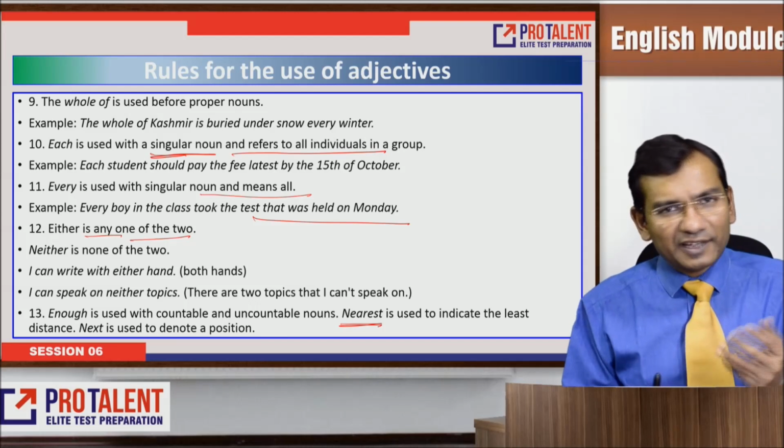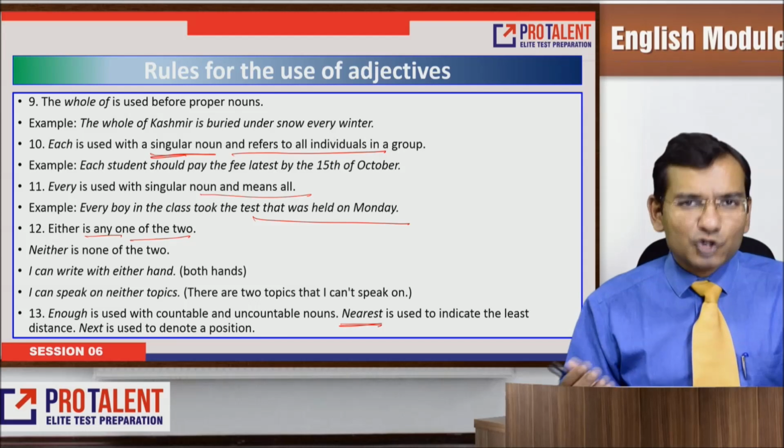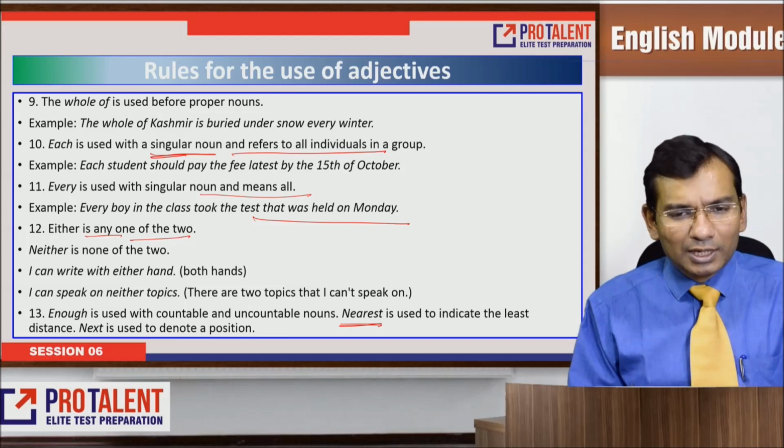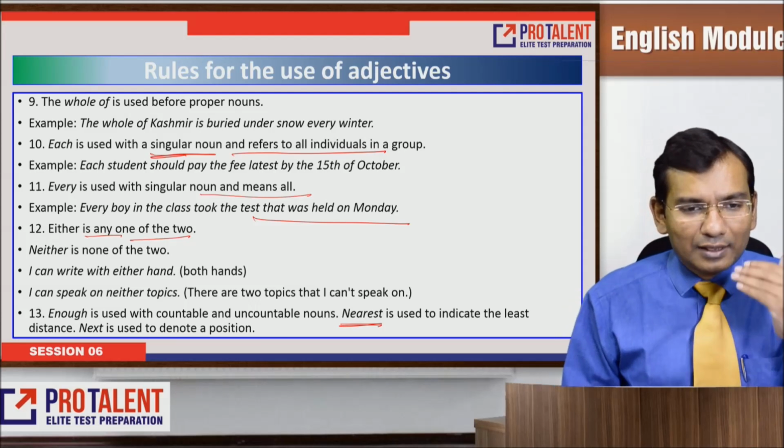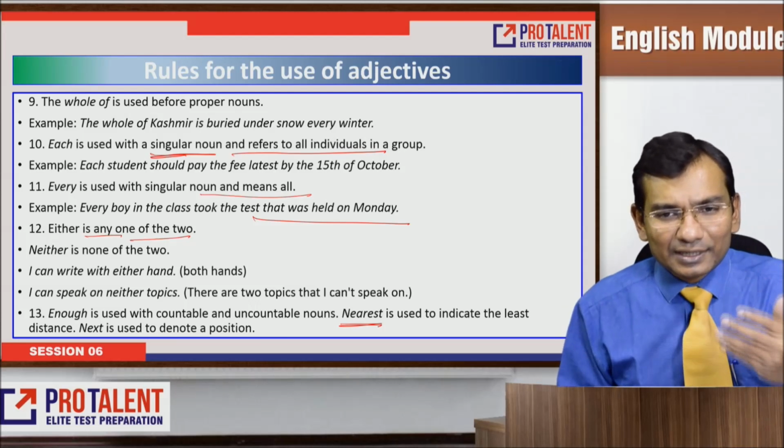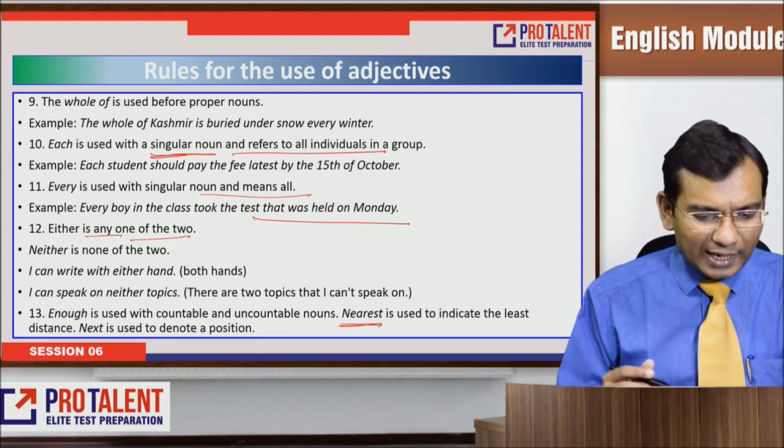ठीक है, I have enough water. ठीक है, I have enough chocolates. So दोनों जगह पे यूज होगा. Nearest is used to indicate the least distance, while next is used in terms of position. Okay, so ये है आपके rules.